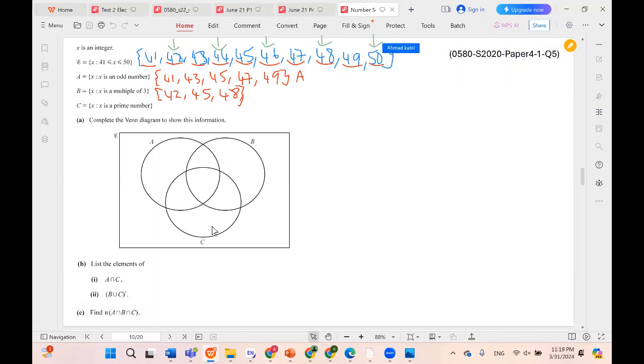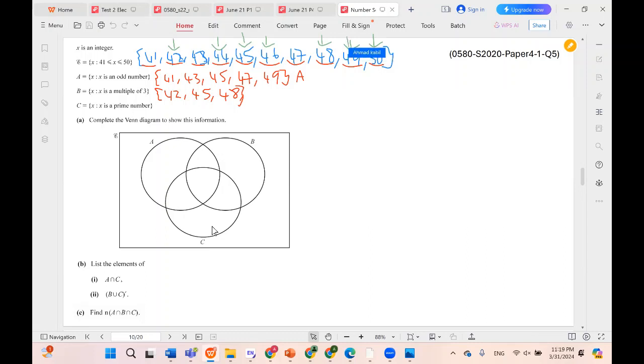Any number divisible by 3, and we already wrote those down: 42, 45, and 48. Any number divisible by 5, and we already have that as well. Here we also have a number that is divisible by 7, which is 49. So 49 is divisible by 7, so this is not a prime number either.